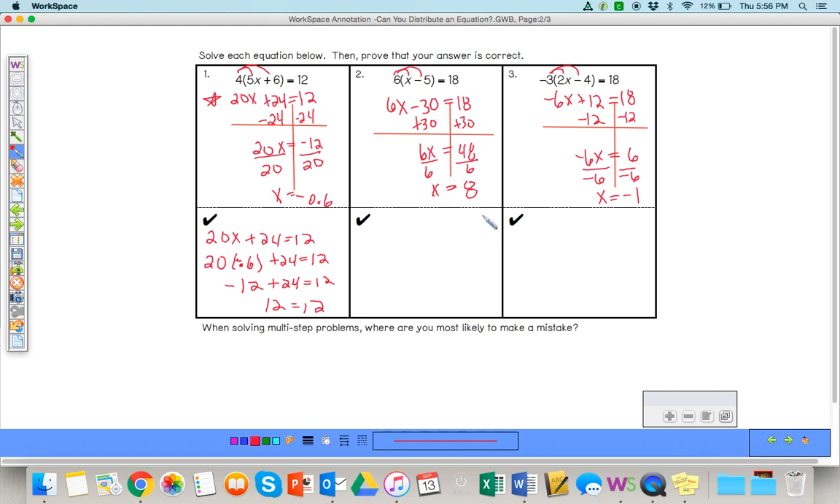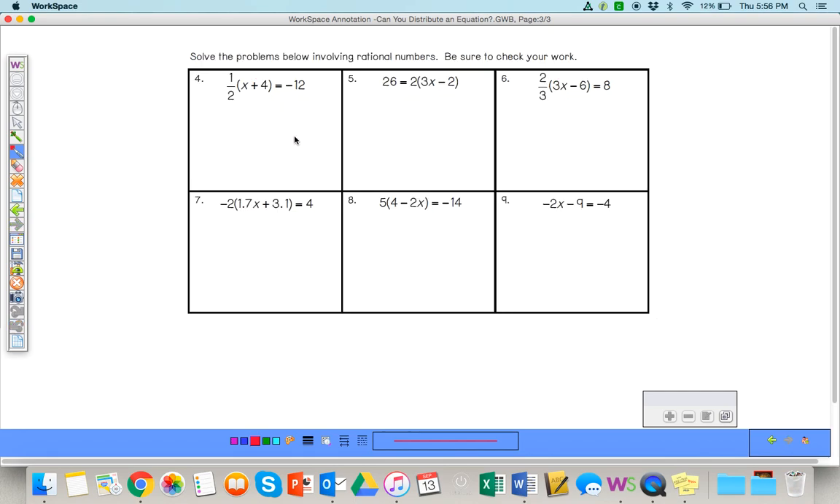All right. So I just wanted to show you on this first one how you should be checking your work. All you do is you take what you figured out about x and you put it back into the equation for x. All right, so these ones are going to be using rational numbers, so give me a minute when I'm solving these because I'm going to use a calculator.